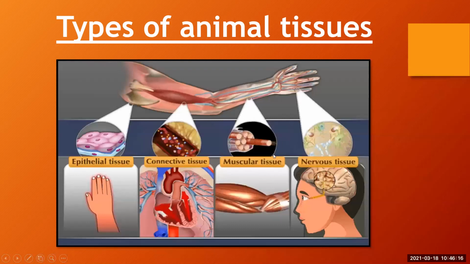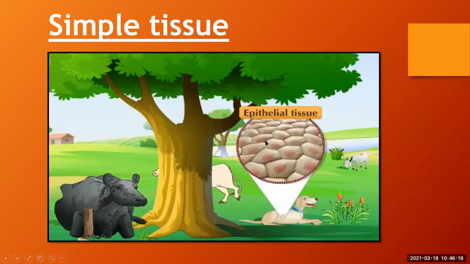Now you can see here, these are the epithelial tissue. One by one, we are going to study the animal tissue. The first one we are going to study is epithelial tissue. You can see here the squarish shaped epithelial tissues.